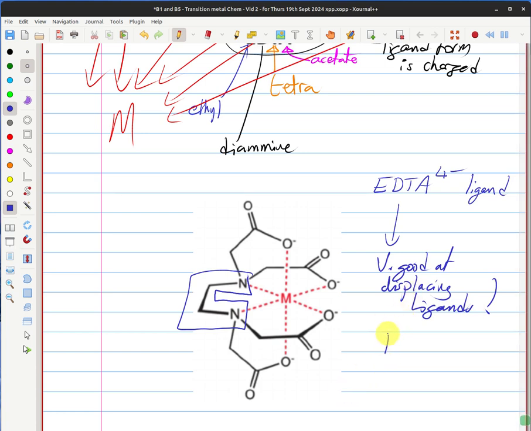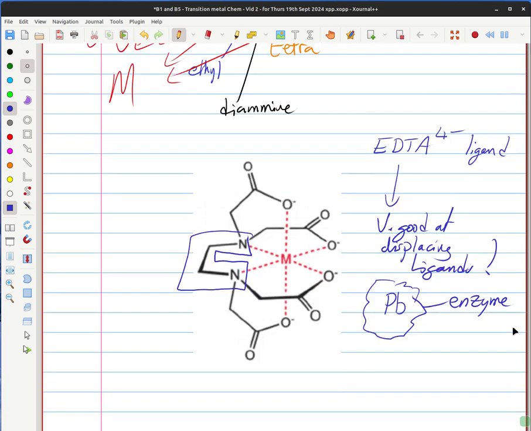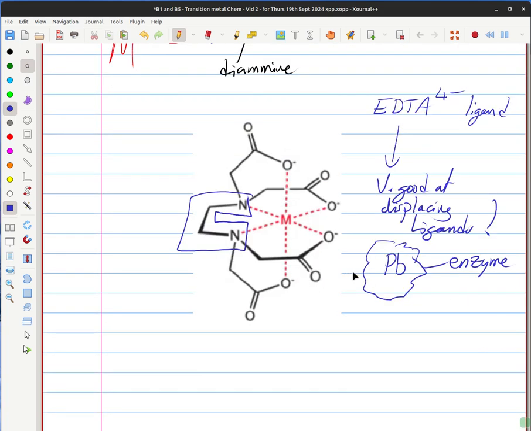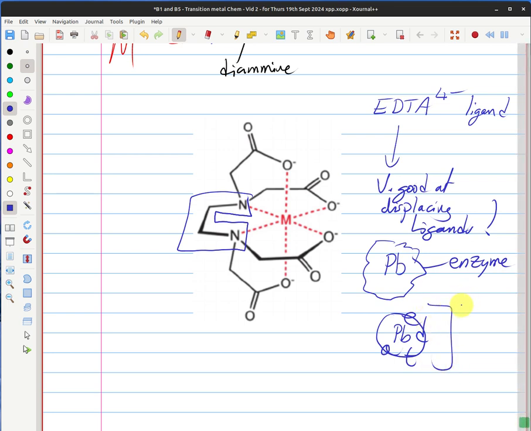So if you've ingested lead and the lead has somehow managed to interact with your enzymes, so it's deactivating your enzymes, stopping you from living and functioning normally, the EDTA can actually displace those ligands and surround the lead. So this is just showing you EDTA can surround the lead.